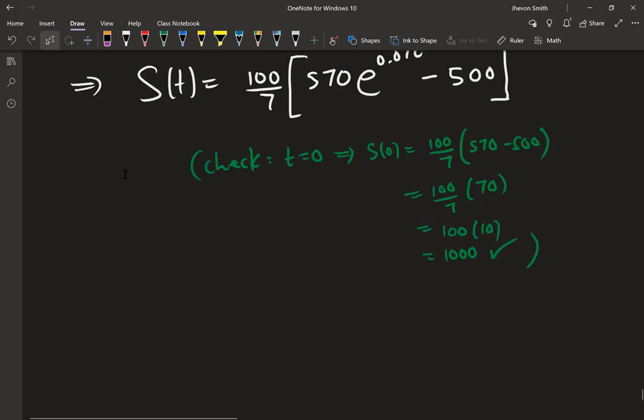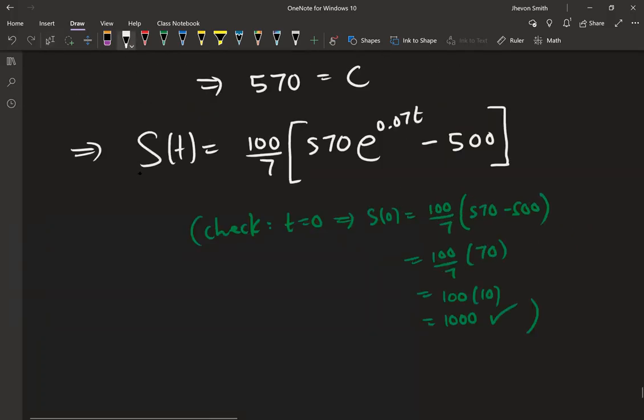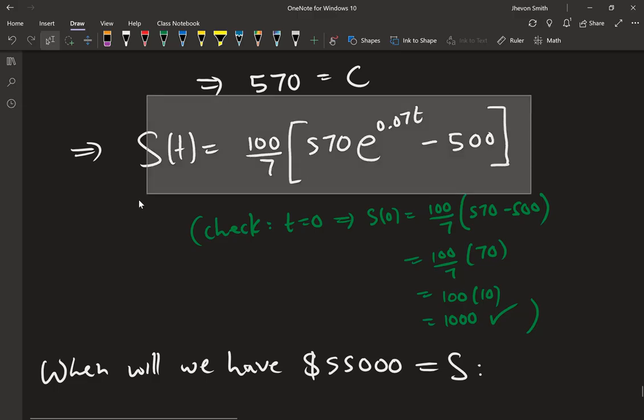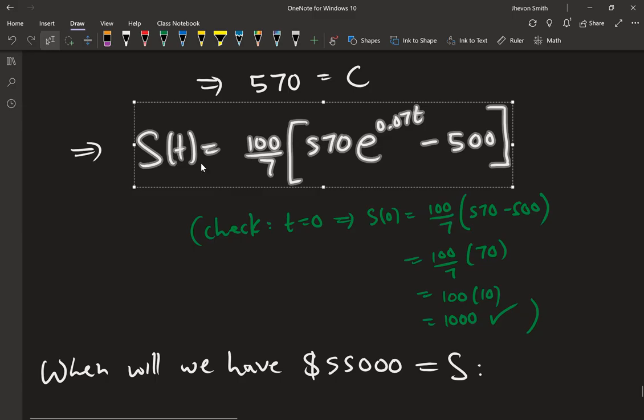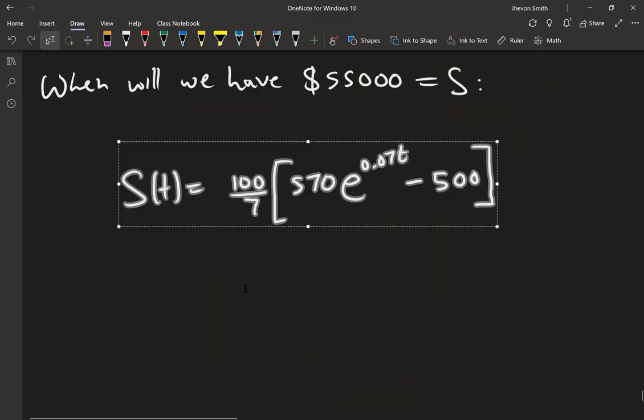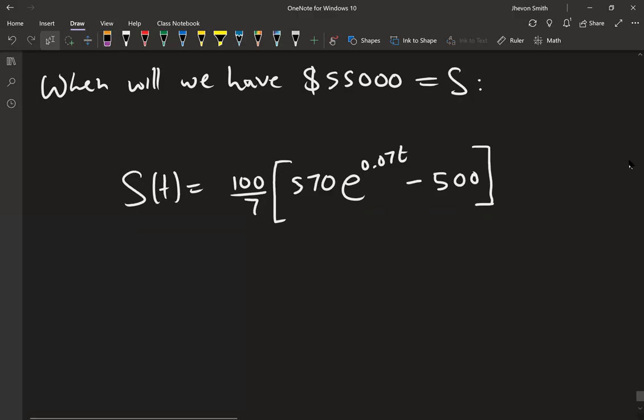At this point, this is just algebra. All the differential equations part of it's done. So when will we have 55,000? Now, of course, 55,000, here's the S value. So for this, we are just going to plug in the S value equals 55,000, and then solve for t. That's all that's left.